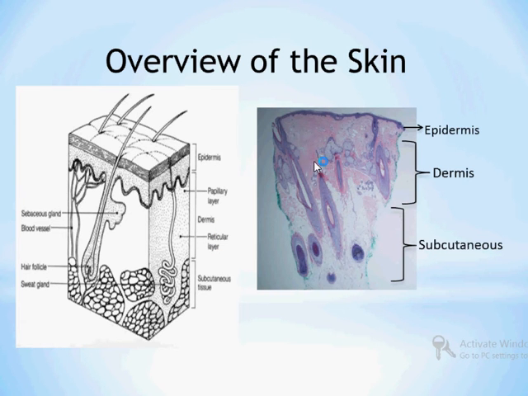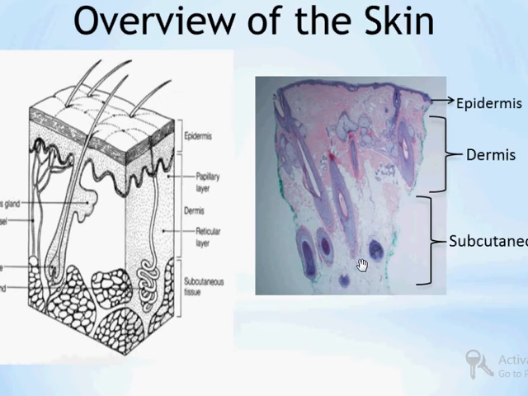Over here in the microscopic view, if I zoom in a little bit, you can see that this very layer above all the other layers is called the epidermis. Then you have got this very big dermis, and finally the layer below, which is the subcutaneous layer.